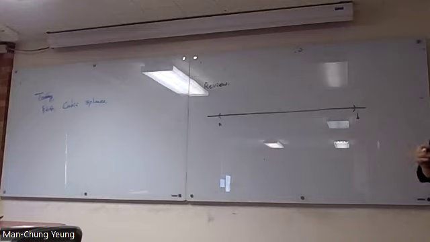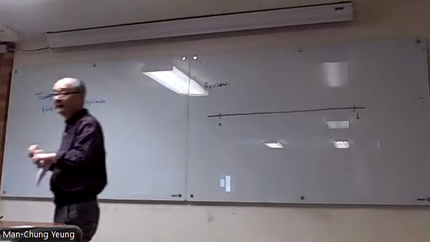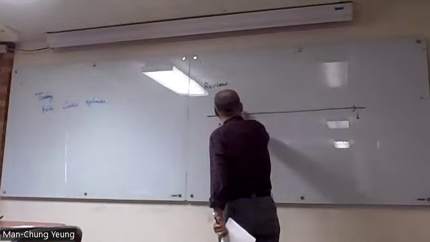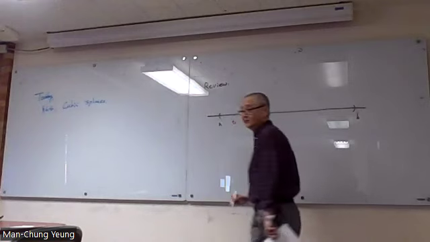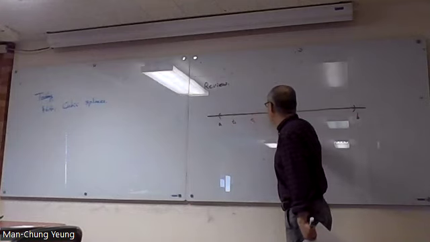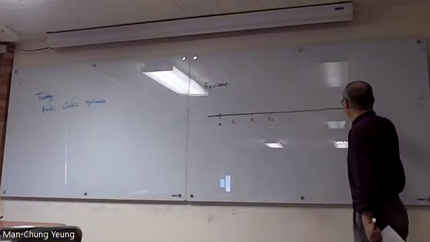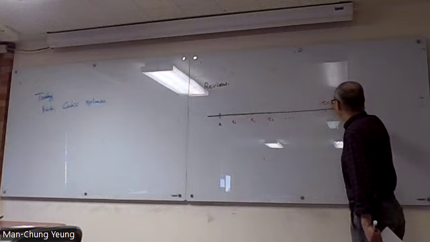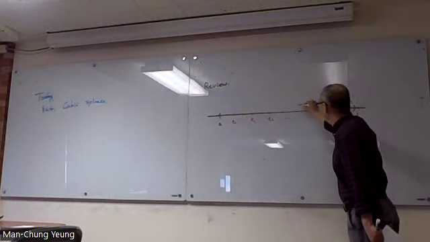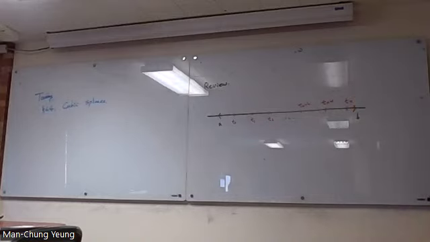Now cut this interval into subintervals with points. Here T0, T1, T2, and so on. This is Tn, Tn minus 1 and Tn minus 2.